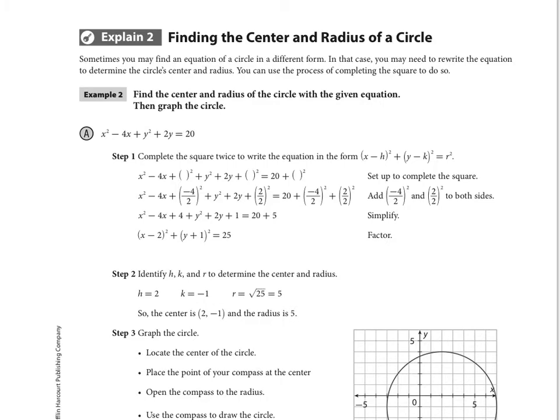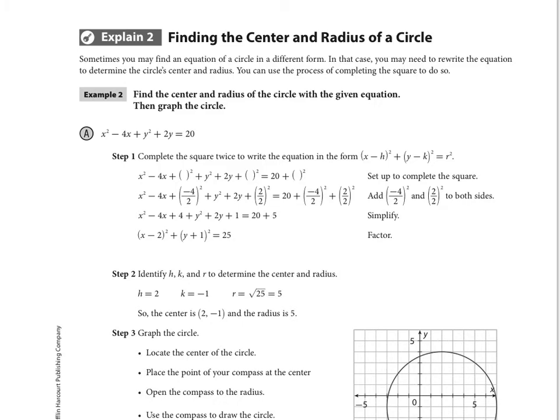Why are we doing that twice? Well, we actually have 2 different variables that we're working with. So we're going to complete the square for the x terms and for the y terms. And remember, our goal is to get it back to this general equation for the center and radius put into the equation of a circle.